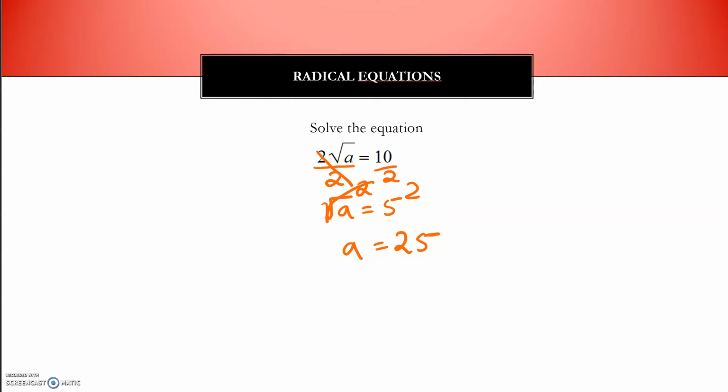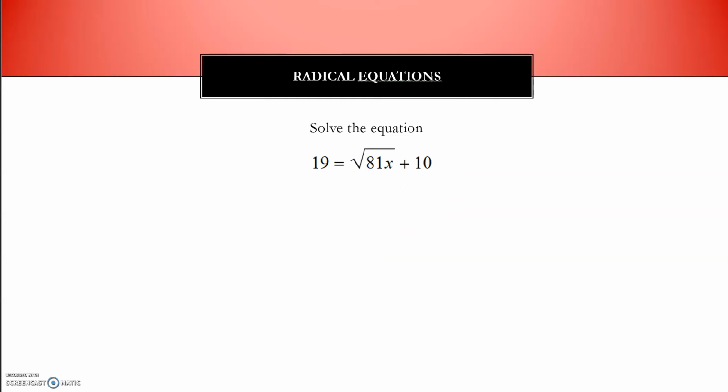Okay, I'm not going to show you how to check that one because it's the same as the last one. So if you have operations outside of the radical, those have to be gotten rid of first. If you have things underneath a radical, add, subtract, multiply, divide, those would have to be gotten rid of after the radical is gone. Okay.